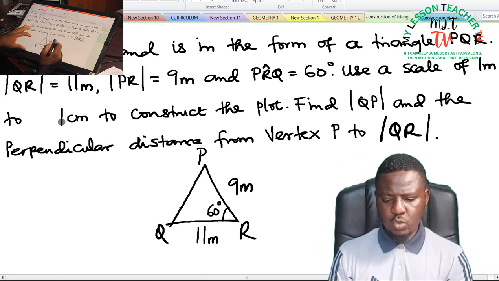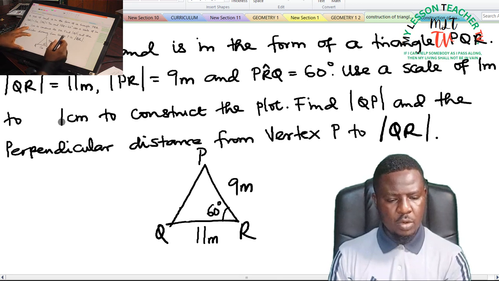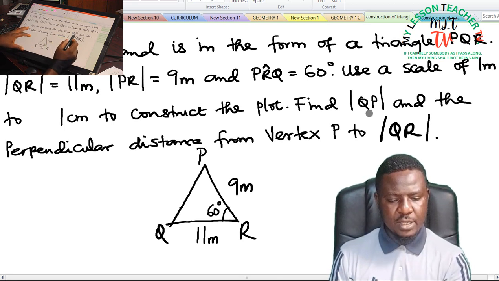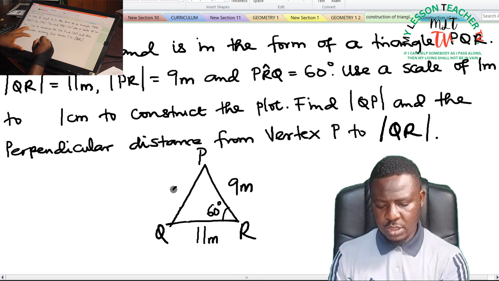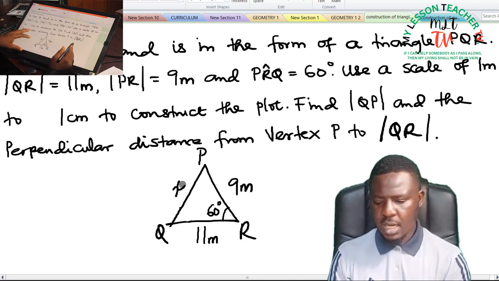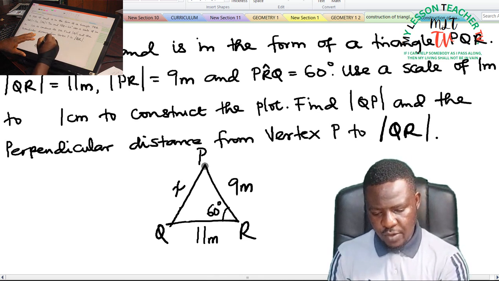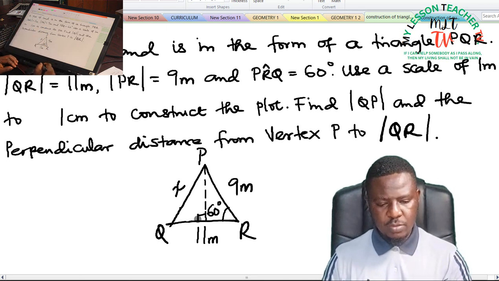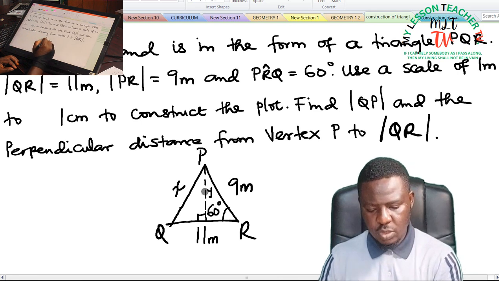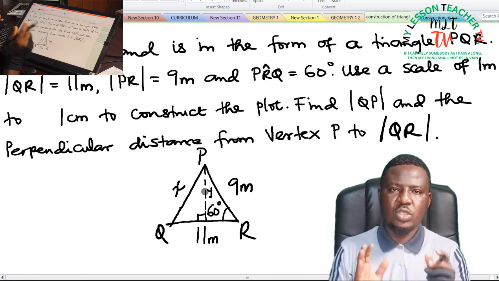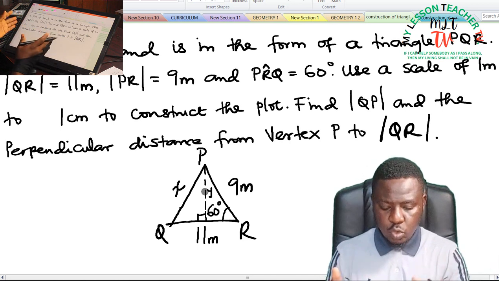So the question says when we are done constructing, we should find side QP. So let's call this side QP to be X, and the perpendicular distance from vertex P to QR. So we are going to find a perpendicular distance by bisecting angle P, and this should be able to give us our distance. Let's call it Y. So this is what the question actually wants us to do.